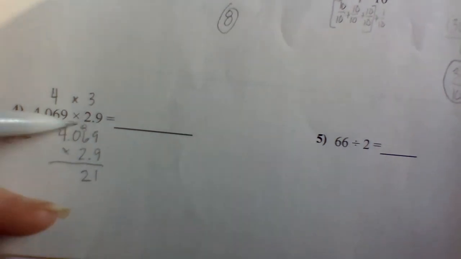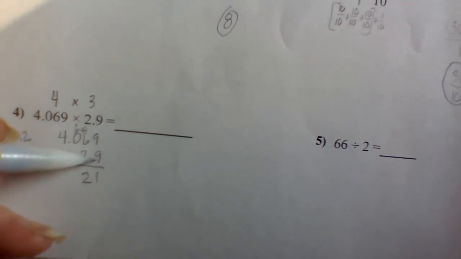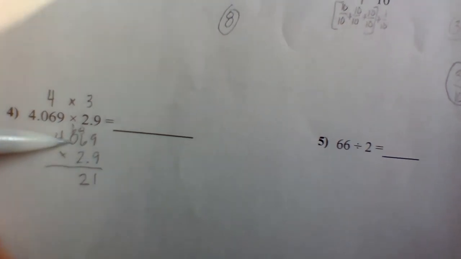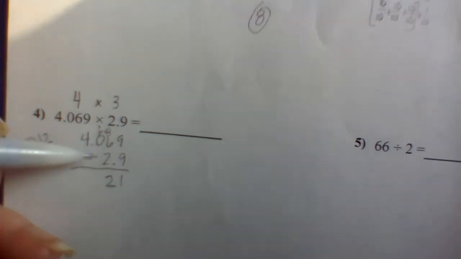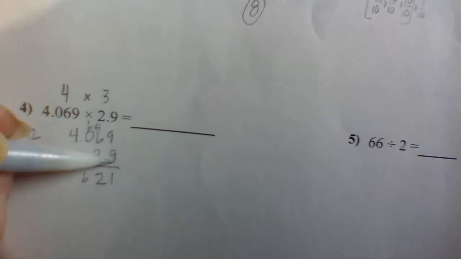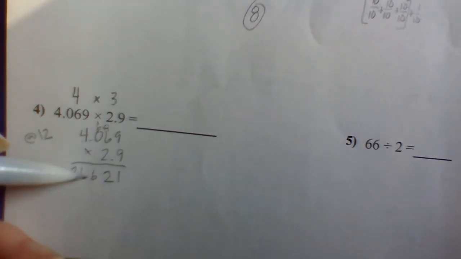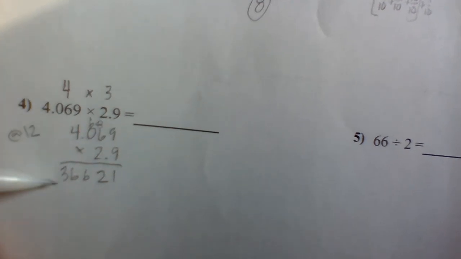I'm going to carry my 6. And then I'm going to do 9 times 0 is 0 plus my 6. I think I want to make it clear. That gives me 6. And 9 times 4 is 36. And because I have nothing more to multiply, that's why I put that down.